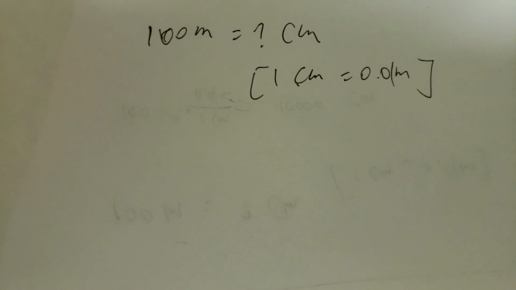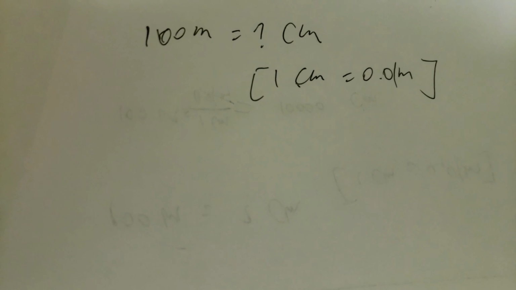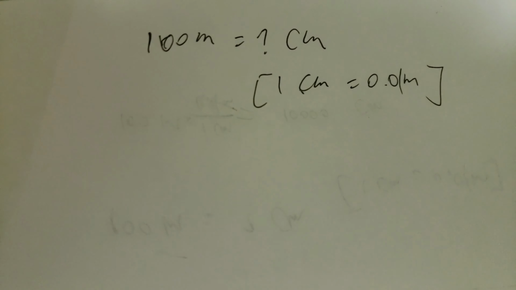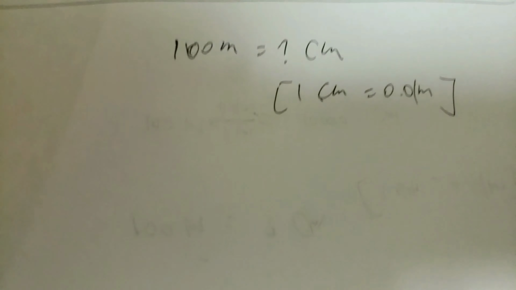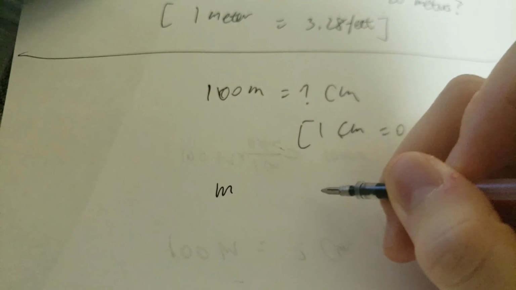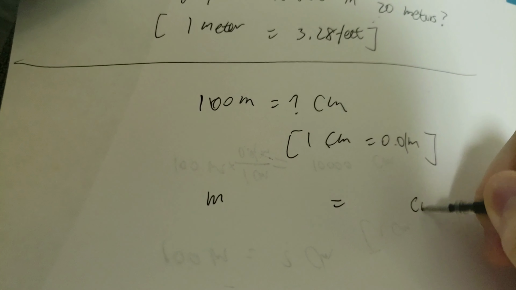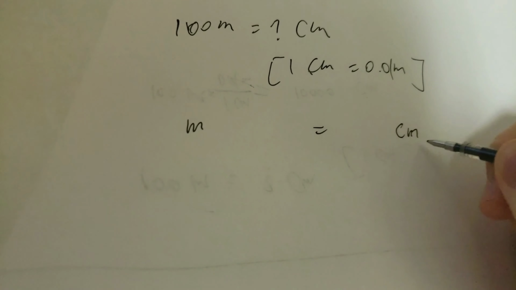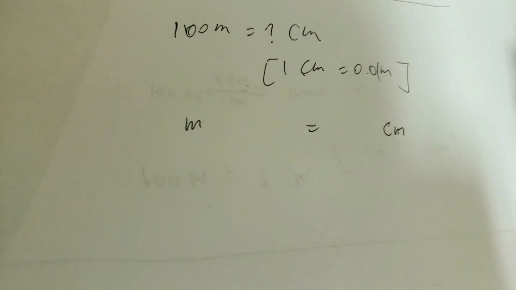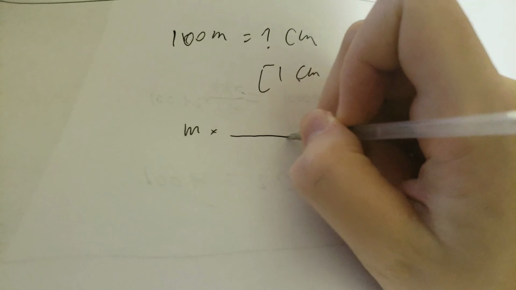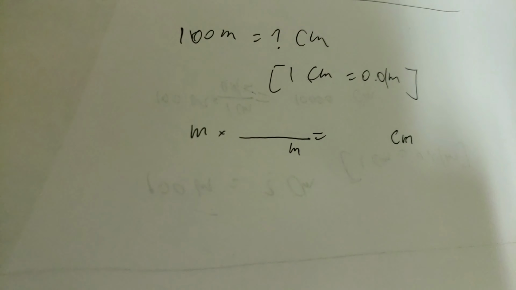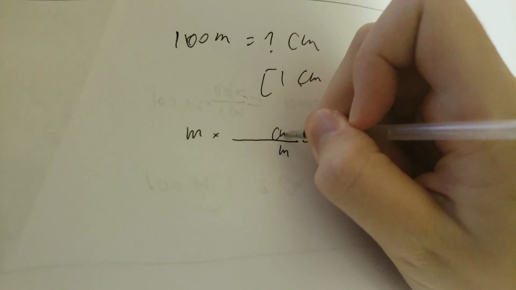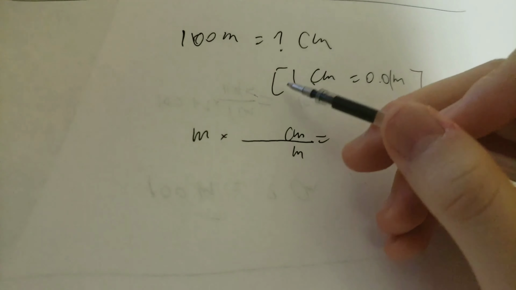Now we know that 1 centimeter equals 0.01 meter. The question is, 100 meters equals how many centimeters? To do that, we first write out the units, meters, centimeters. And notice how we want to create the centimeter, but we want to cancel out the meters. So, as in math, we put meter on the denominator and cm on the numerator. Then we plug in the numbers.